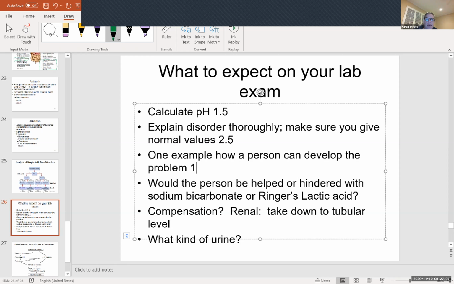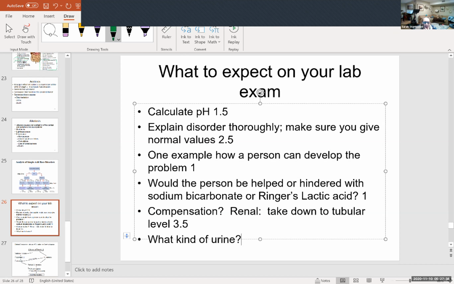And then, would the person be helped or hindered? So in a clinical setting, if a patient has acidosis, we can give them bicarbonate. If the person has alkalosis, we can give them lactic acid in an IV. Gotcha. So that'll be another point. And then down here, it'll be like 3.5 points or something like that.